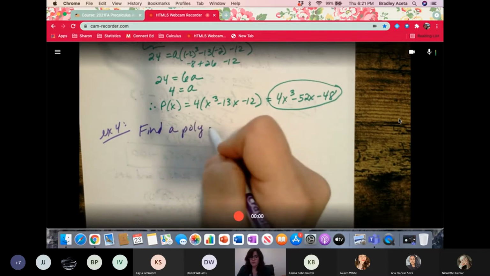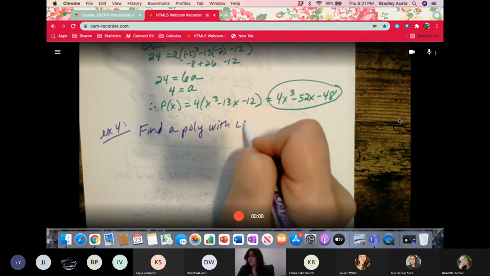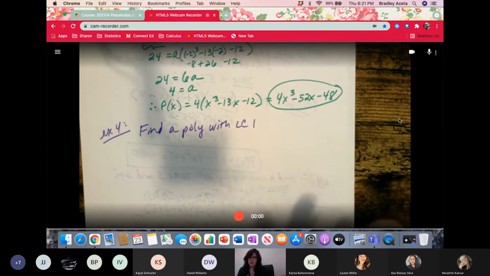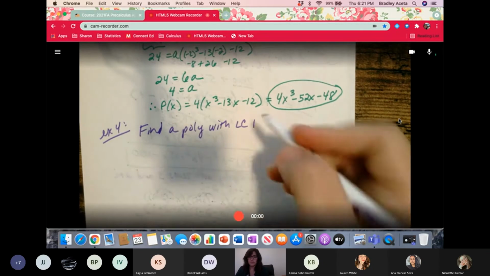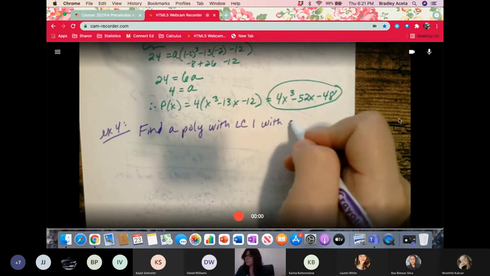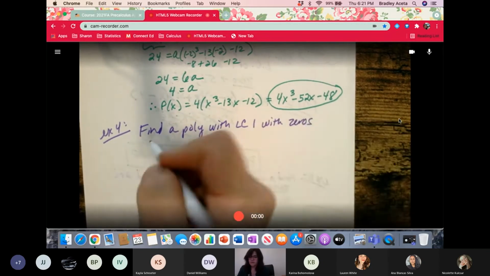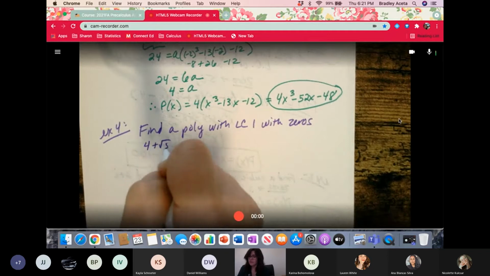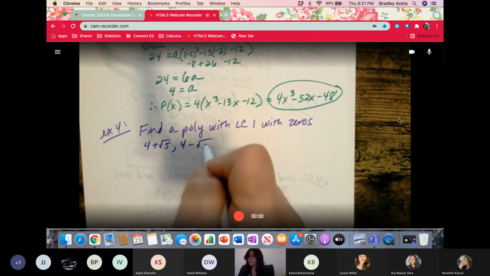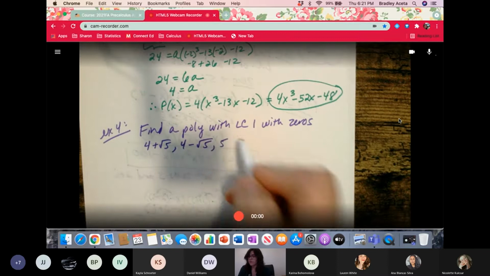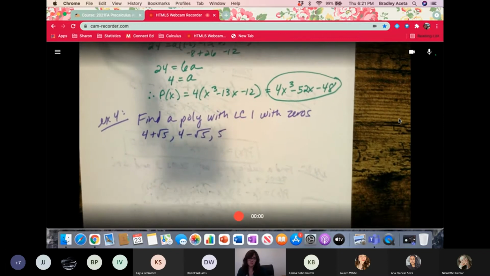Find a polynomial with a leading coefficient of 1. So that's nice. We already know that we don't have to do this a thing. With zeros 4 plus square root of 5, 4 minus square root of 5, and 5.